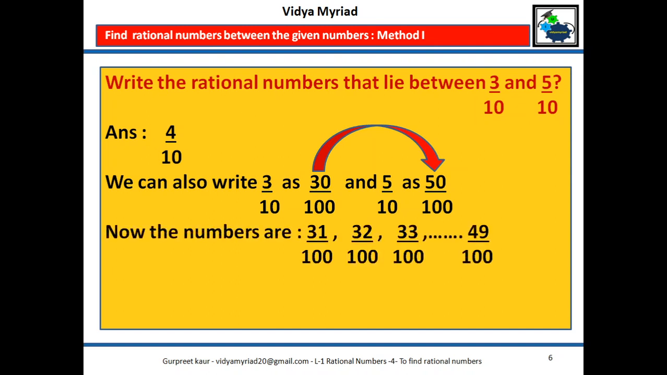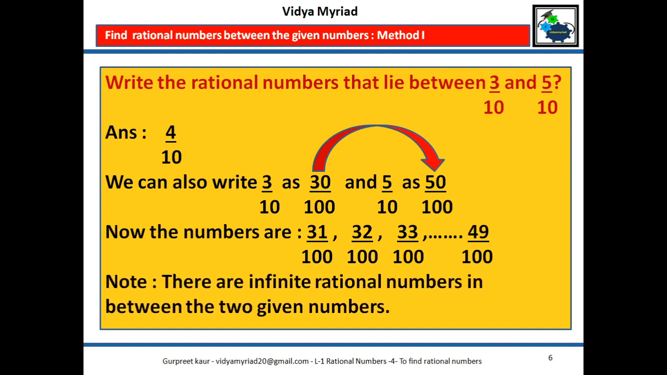So there are so many rational numbers which are lying between this. So what I can say is that there are infinite rational numbers in between 3 upon 10 and 5 upon 10. You cannot say there is only one. If they say write one rational number that lies between 3 upon 10 and 5 upon 10, then your 4 upon 10 is the correct answer. But if they are asking how many are there, then it will be infinite rational numbers.